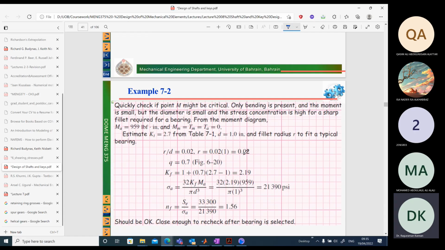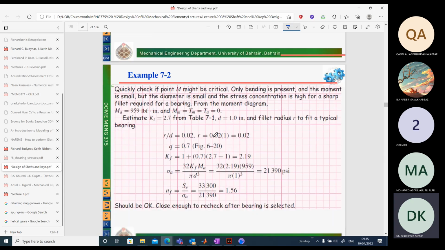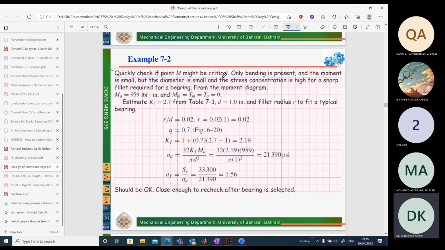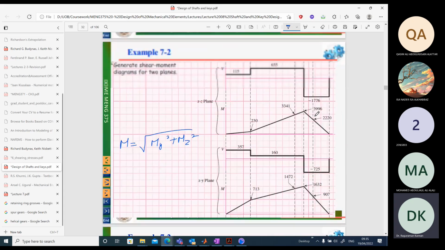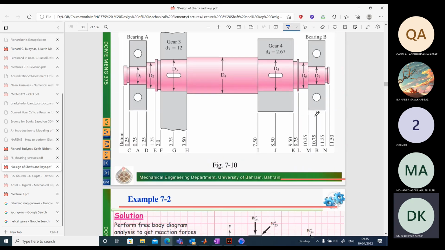So as you can see here, the design process for an actual shaft is quite long. In your exams, you will not be asked such questions, but we are just going through the procedure here. Okay. So up till this point, we have only determined two diameters, D4 and D5. There are other diameters we have to determine.